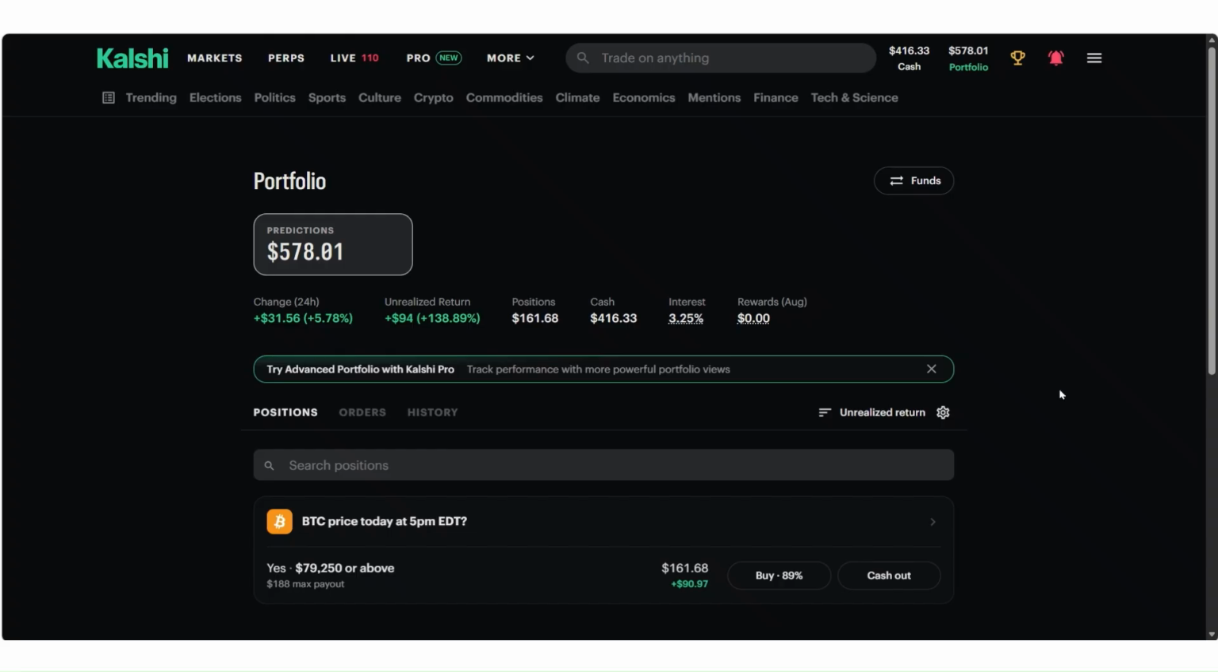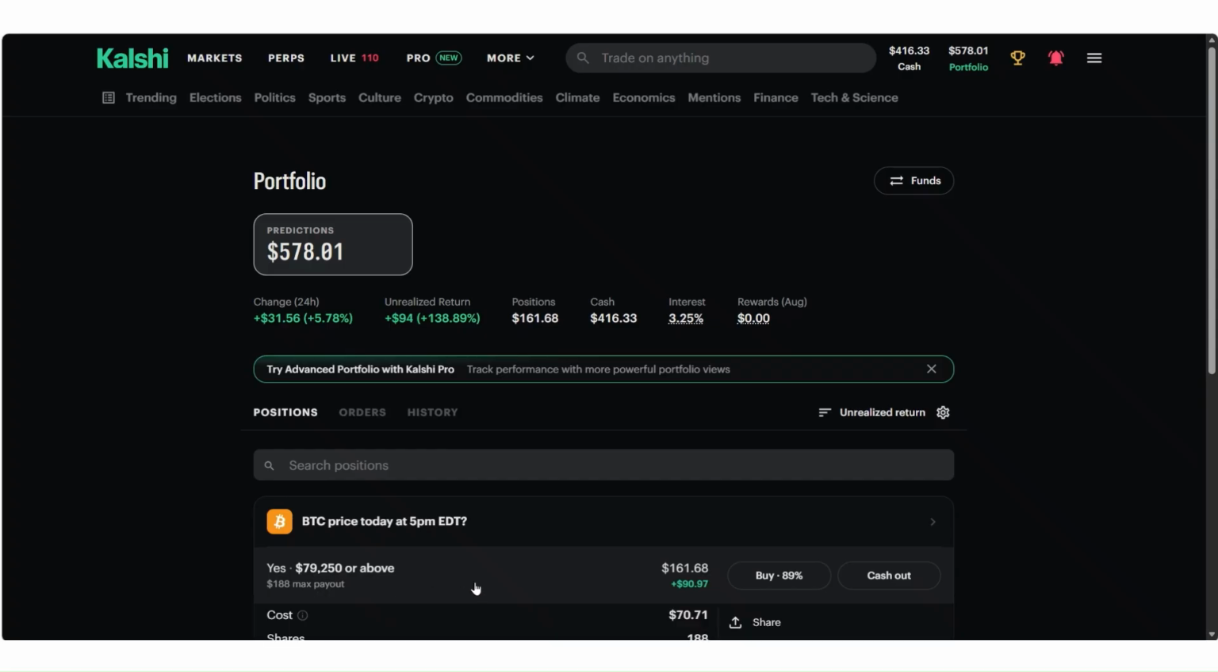Yeah, so before ending it all, I did take this small little position here. So down here at the bottom, this is regarding Bitcoin. So Bitcoin price today at the close. Here it says I took a small position on whether or not Bitcoin was going to end today's session at 5 p.m. above $79,250. And again, it's a small target for $188.